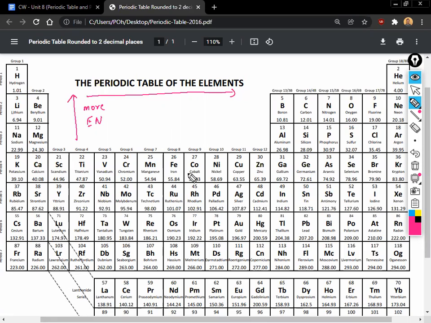As you go up and to the right, it's going to get more electronegative. Make sure you jot that down somewhere. It'll be a quick way for you guys to figure out the answers to these problems. Which element is most electronegative? Helium.